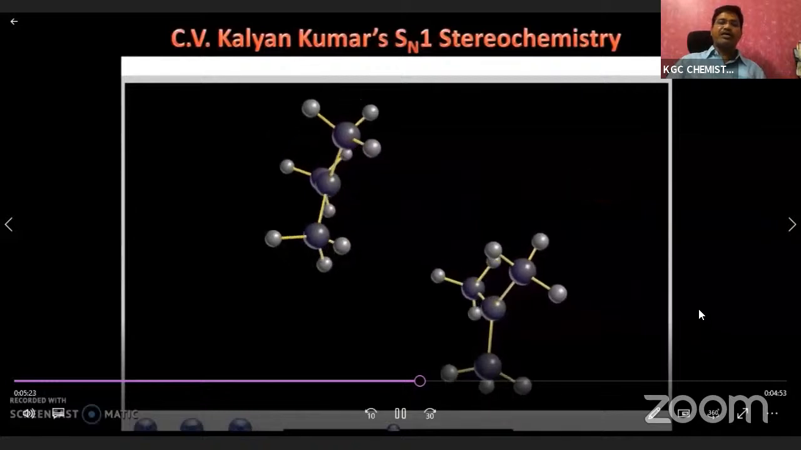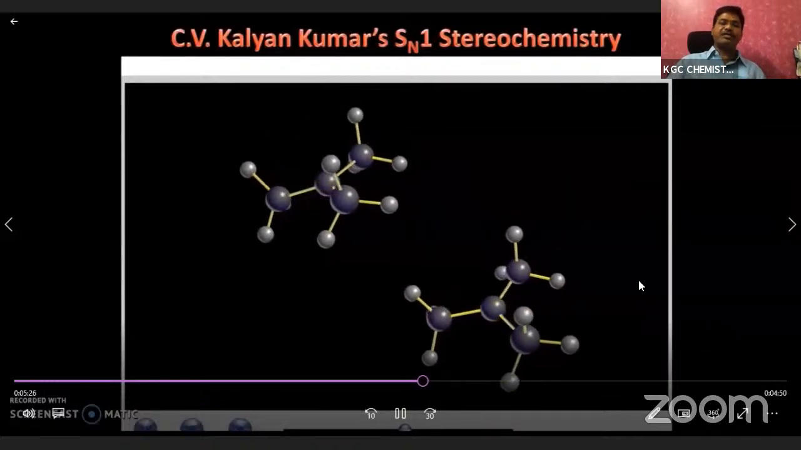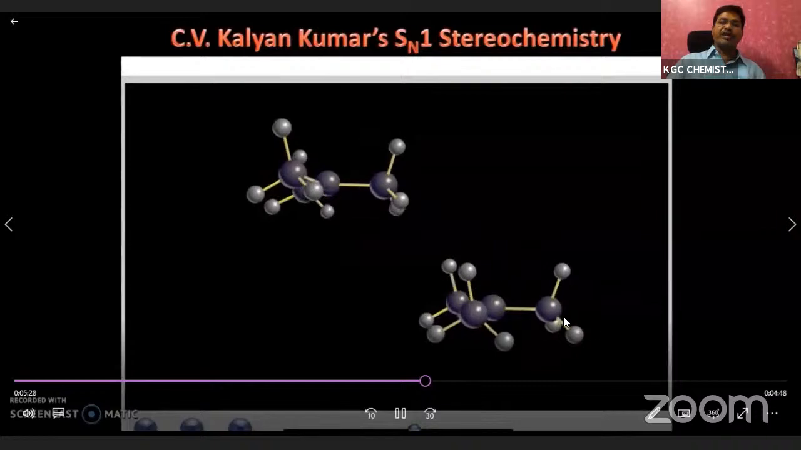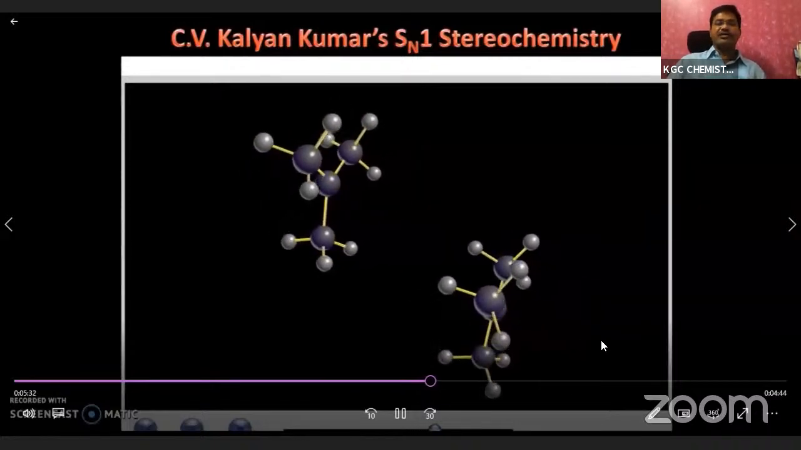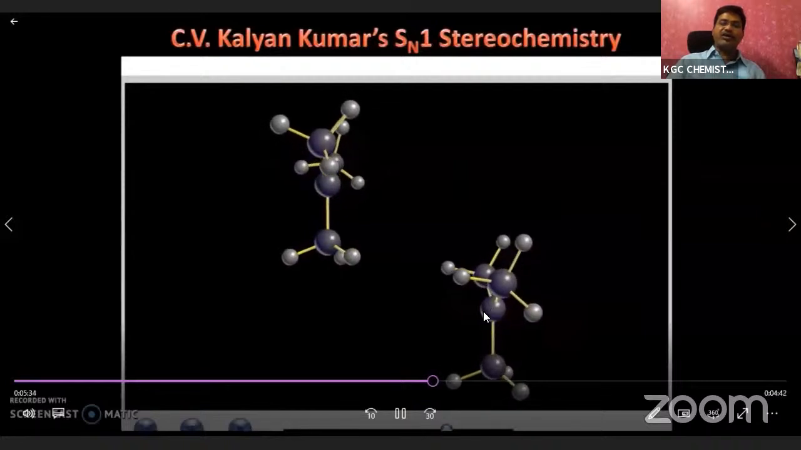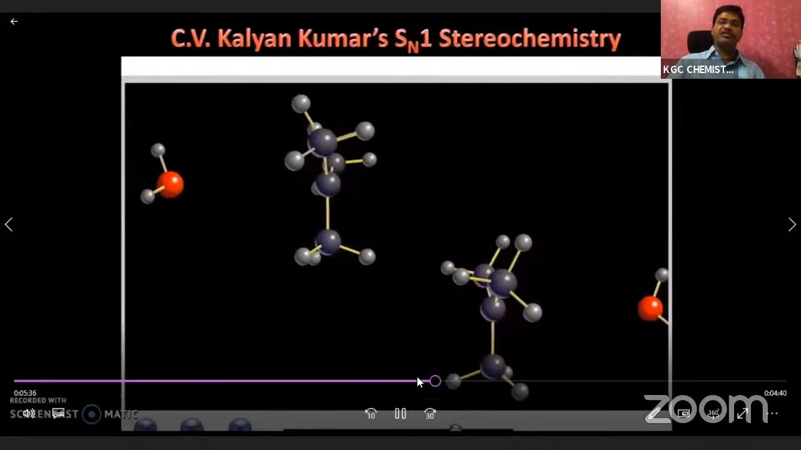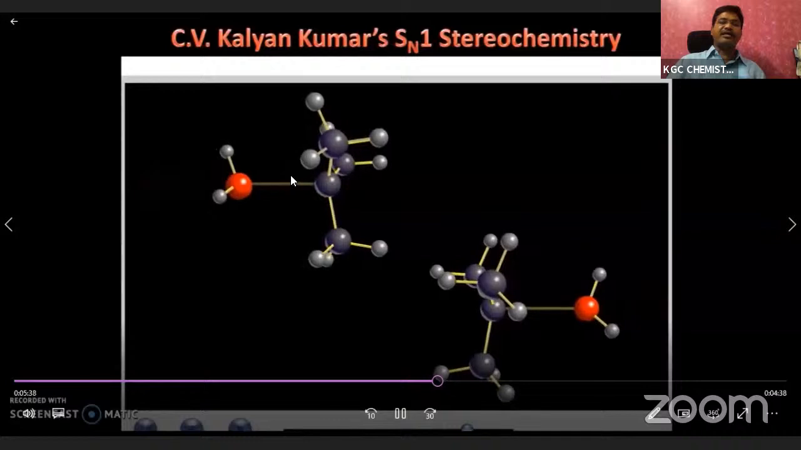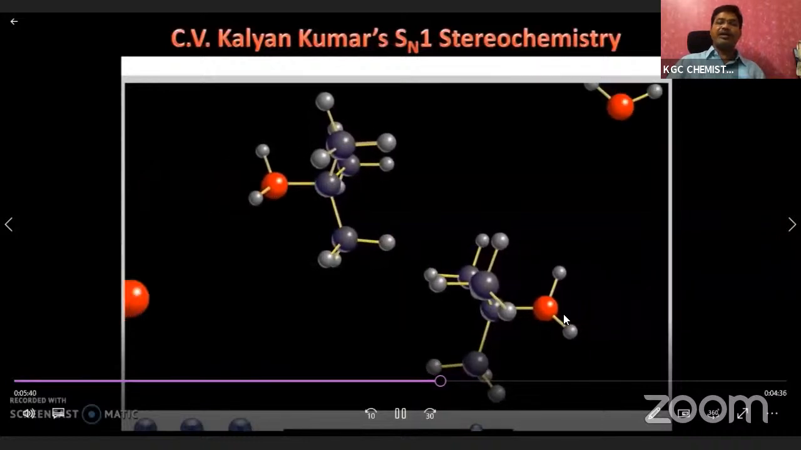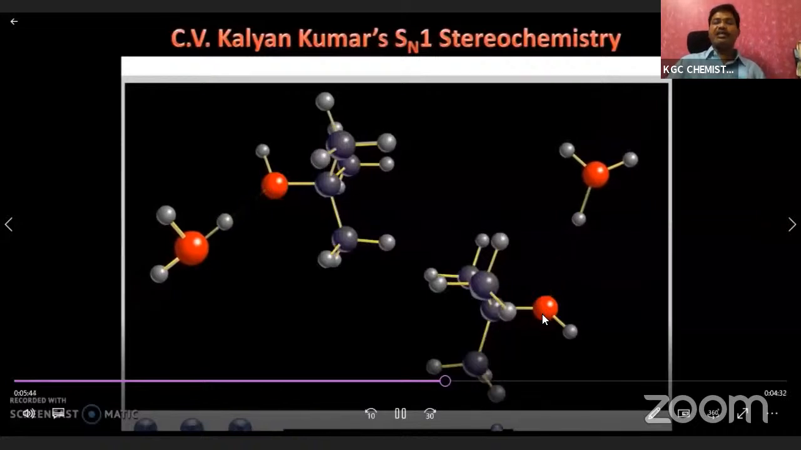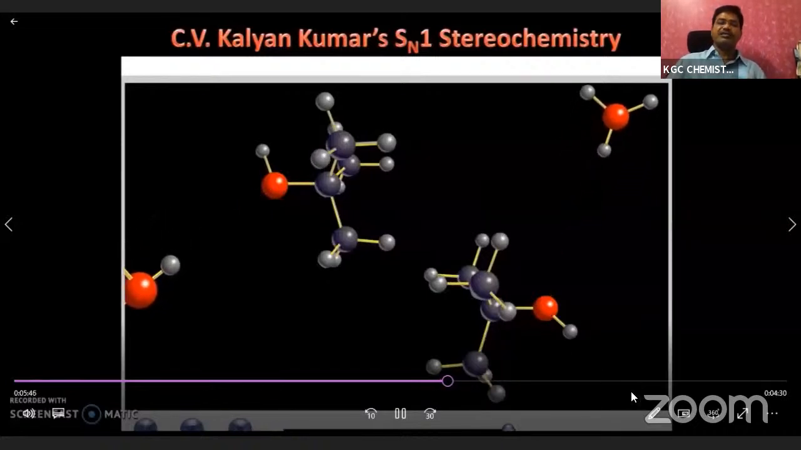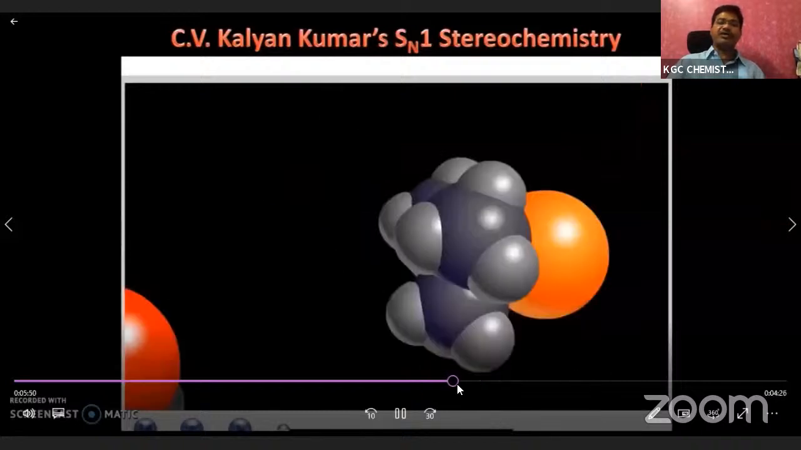See now, how does this Walden inversion take place? This is the carbocation formation, and it has free rotation. This is the central carbon, which has the positive charge. One nucleophile attacks on the opposite side of the leaving group, another attacks in the same direction in which the leaving group is present. Then finally, you get this compound and this compound. This is the retention of the configuration.